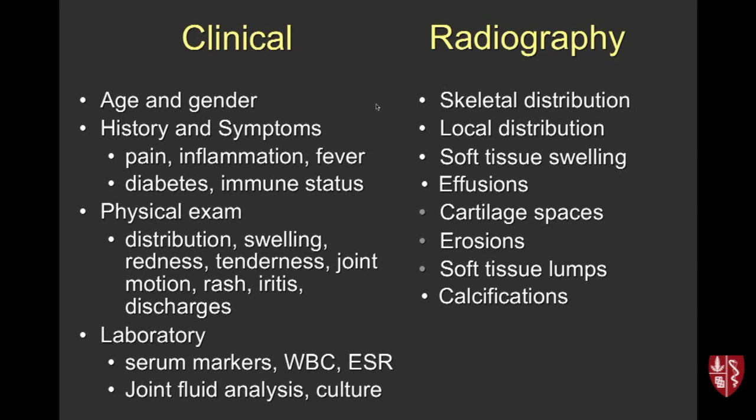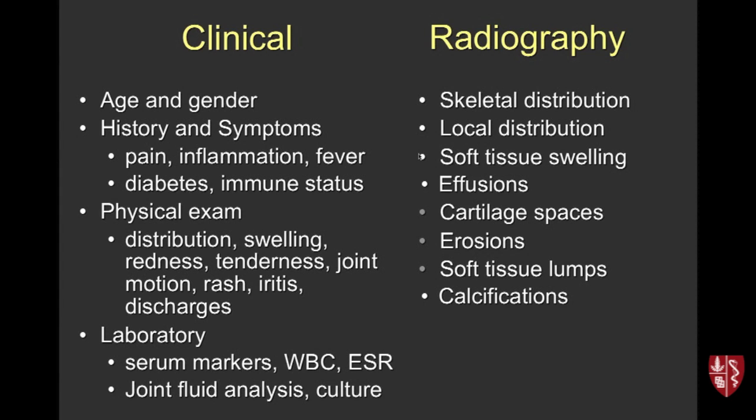But when we do image, the things we need to think about are what's the distribution of the arthritis in the skeleton, both globally, like is it monoarticular, polyarticular, is it symmetric, asymmetric, and then within a given location, like the hands, we'll look at this. What's the local distribution? Does it spare certain joints? Does it affect joints specifically or symmetrically?